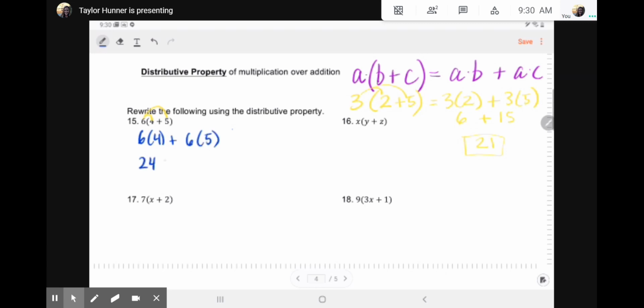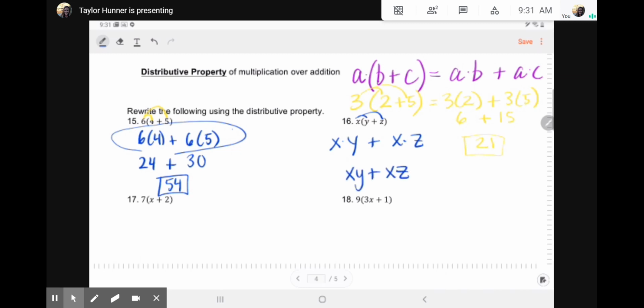So that will get me 6 times 4 is 24. 6 times 5 is 30. Okay, it's actually not asking me to simplify here, so this is actually as far as I need to go. But if it were asking you to simplify, you would actually get that answer of 54. Okay, so same thing with 16. I'm going to use the distributive property. This is x times y plus x times z, and that's as far as I can go. I don't actually need to write that multiplication sign in between, so that's actually my answer there.